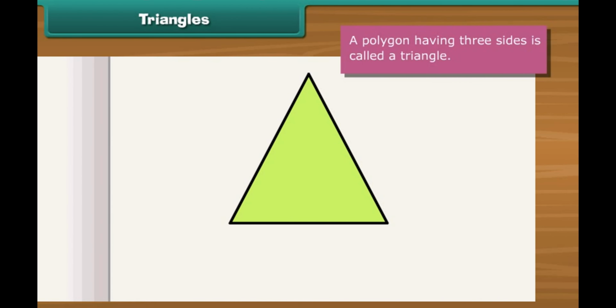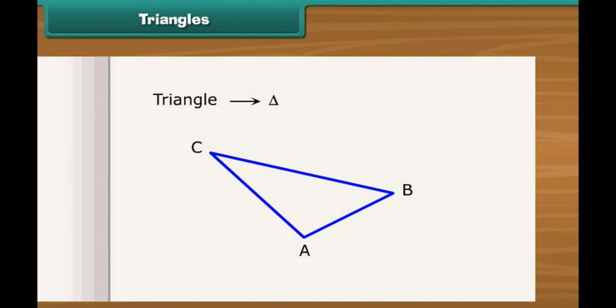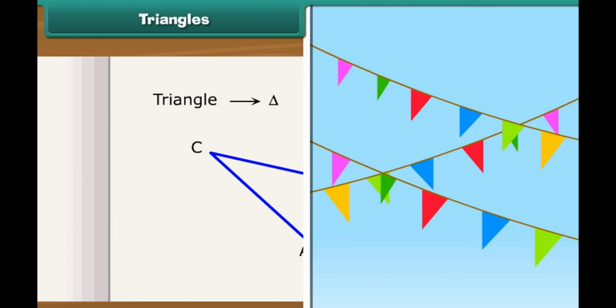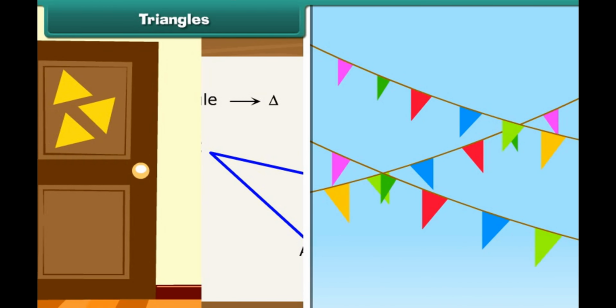A polygon having three sides is called a triangle. It has three vertices and three angles. Triangle is denoted by the given symbol. This is triangle ABC. It can also be named as triangle BCA or triangle CAB. Friends, can you recall some figures which are triangular in shape? Notice the flags in the ground and the design at the door.